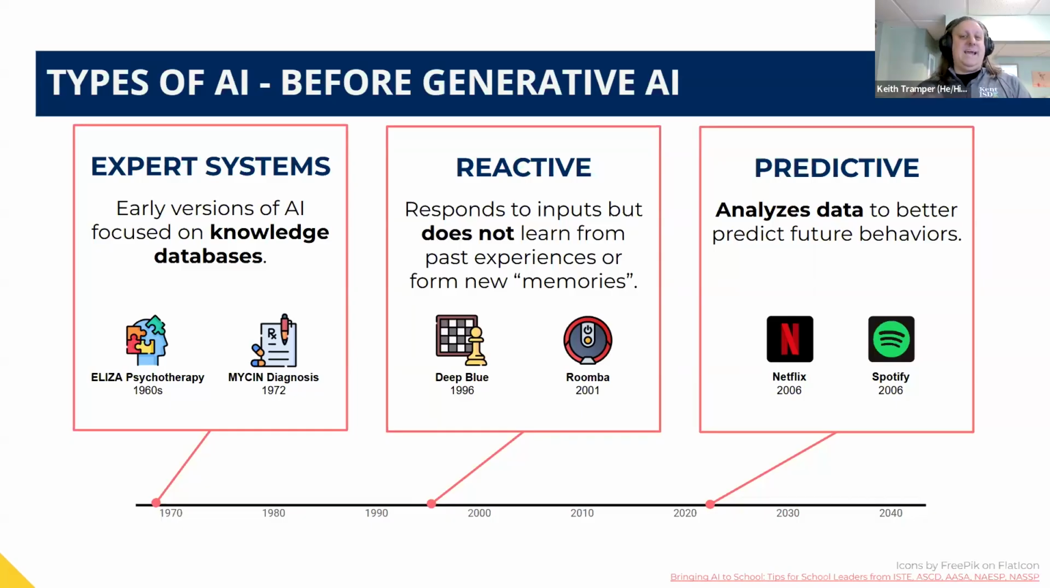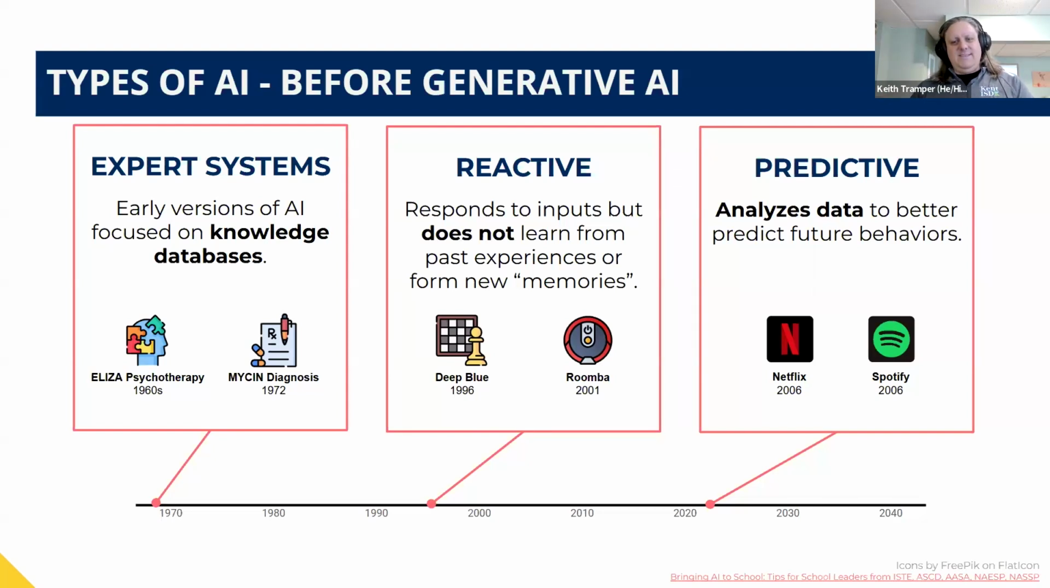So that's a type of reactive AI, right? Deep Blue was just reacting to the moves that its opponent had, right? Just like a Roomba reacts to the things that are in an environment, it sees something, it senses something, and it adjusts, right? It's just reacting.